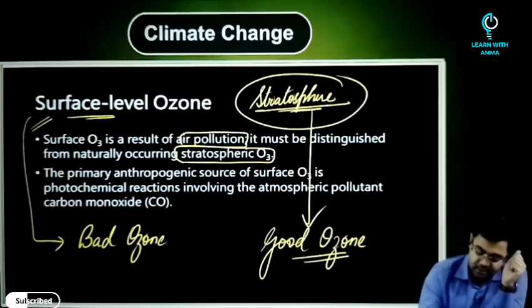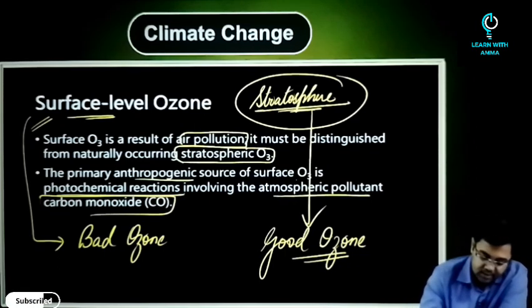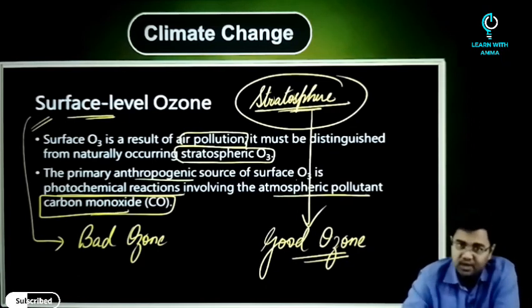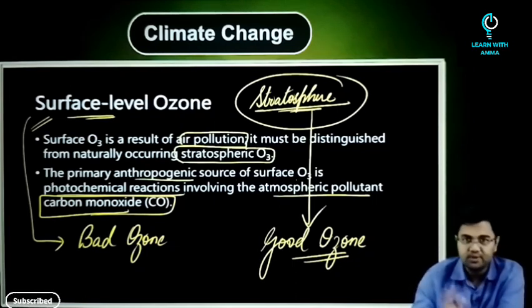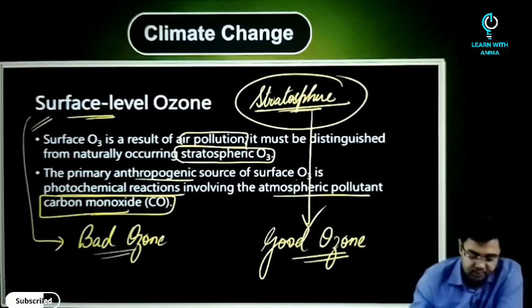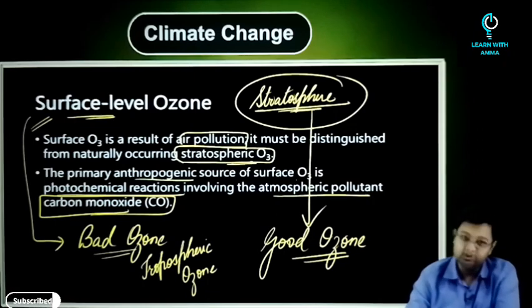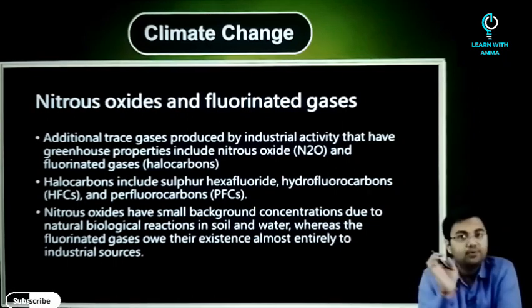So the primary anthropogenic sources of ozone would be photochemical reactions that involve the atmospheric pollutant carbon monoxide. The action of carbon monoxide we have already dealt with in air pollution. You can have a reference of that from there. But just understand that there is a difference between the two. One is bad ozone or surface level ozone, also called tropospheric ozone. And the other one is stratospheric ozone. Correct? Then you have nitrous oxides and the fluorinated gases.